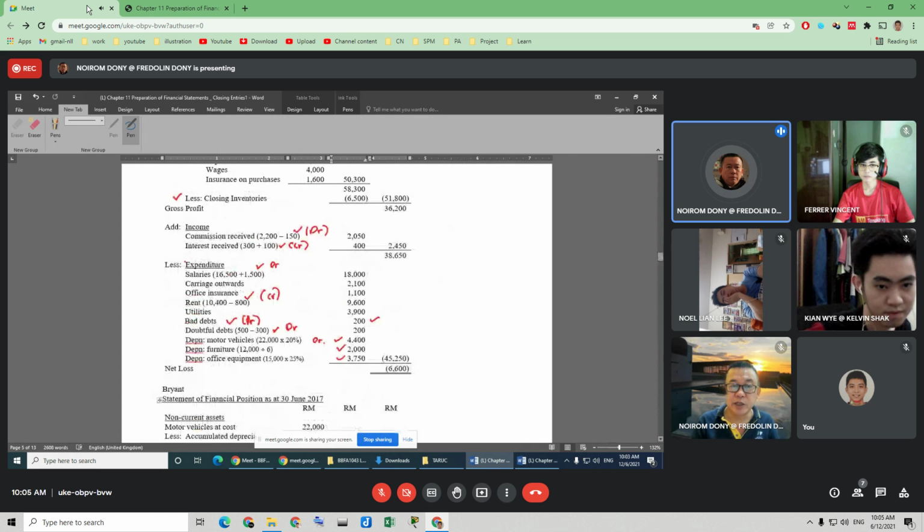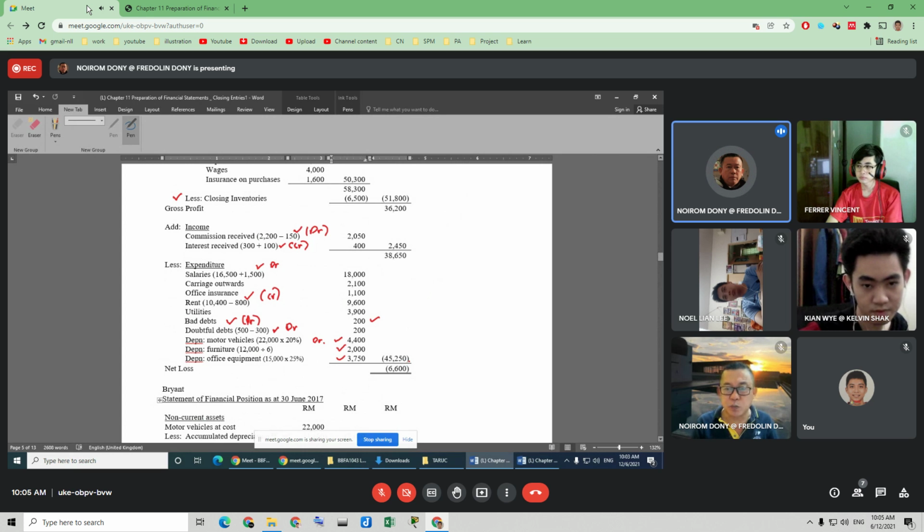Then after that, you less expenditure. So expenditure, you list down all the expenses in the second column. After you have totaled it, put it into the third column. But again, don't forget the symbol. You minus 45,250. So 38,650, the total revenue, less 45,250.